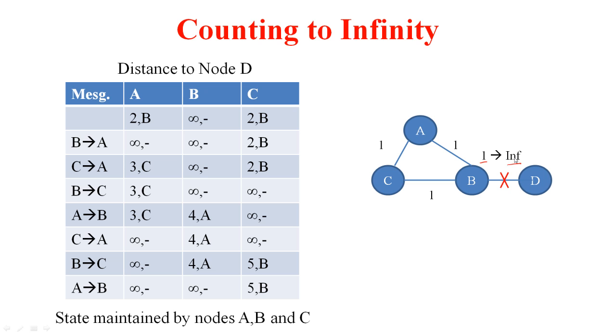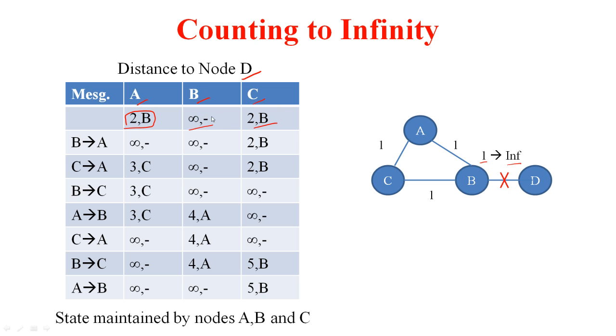So here I'm going to show the state being maintained at nodes A, B and C as far as the destination D is concerned. So originally A can reach D via B. So this is the state it is maintaining, and similarly this is the state that C maintains. As soon as B detects that this link is broken, it is going to update its state and say it is at a cost of infinity. It doesn't have any next hop to reach D.